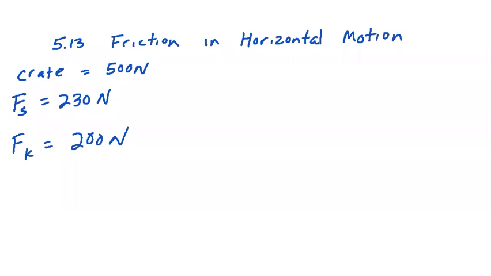All right, so we know that our force of friction is going to equal, in this case, mu S times the normal force. And in this case, it's going to be equal to mu K times the normal force, where mu S and mu K are our coefficients of static friction and kinetic friction. So this is static, that's kinetic.